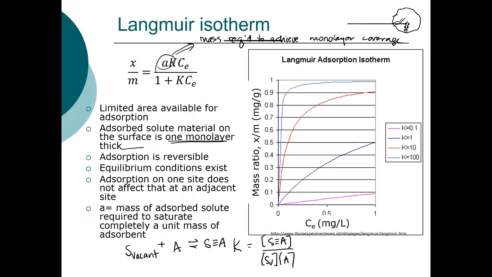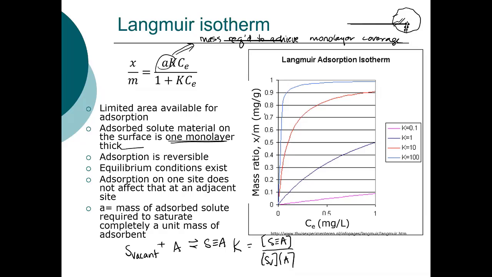We have a limited availability of surface sites, that adsorption is reversible, that we reach equilibrium, and that sorption at one site, let's say of copper here, doesn't affect adsorption at an adjacent site. So that's the basis for the Langmuir isotherm.